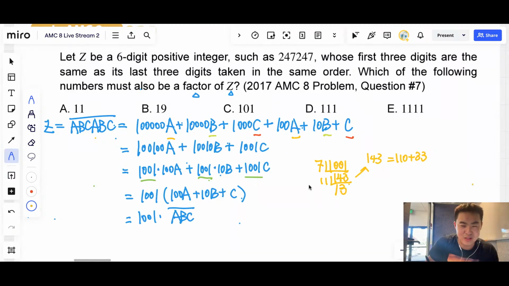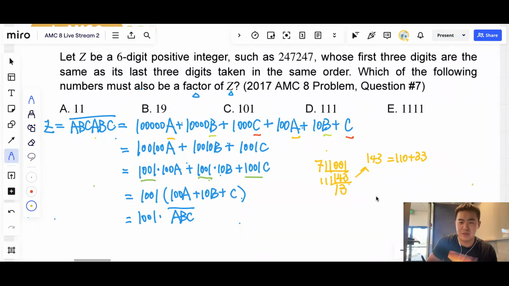And we know that 13 is what? The prime number. So basically we're done. So let's get back to the question. Which of the following numbers must be a factor? Is 11 one of the factors of 1001? Yes. So let's finish reading all the options.